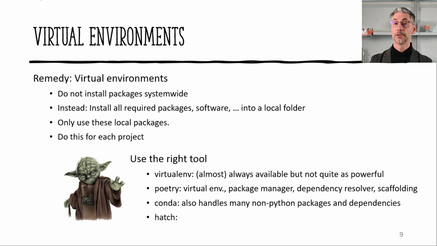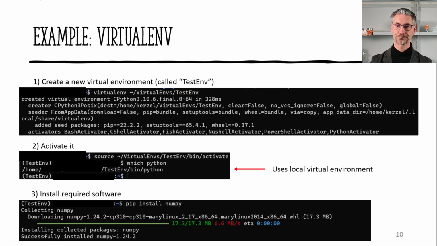Again, choose the right tool. There are many of them available. The most important ones are virtualenv. This is like the standard Python approach to do it. It's almost always available, but it's not quite as powerful as others. Poetry is also a virtual environment manager, a packaging manager, dependency resolver, and as we just said earlier, it creates our scaffolding for a new project. It's quite powerful. And many people use Conda, which also handles many non-Python packages and dependencies. There's another one, Hatch, which admittedly I haven't used so far.